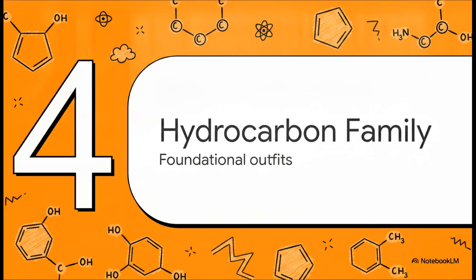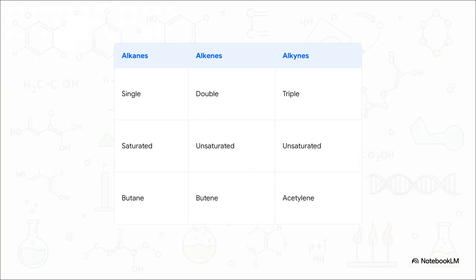Section 4. The hydrocarbon family. Let's look at the foundational outfits, the pure hydrocarbons. Notice how simply introducing a double or triple bond changes literally everything. Alkanes, like butane, only have single bonds. Their carbon valencies are fully maxed out, so we call them saturated.